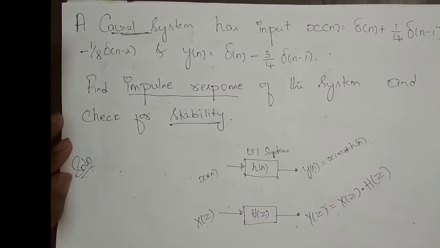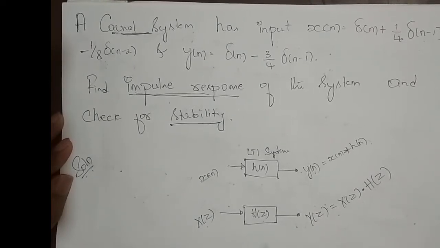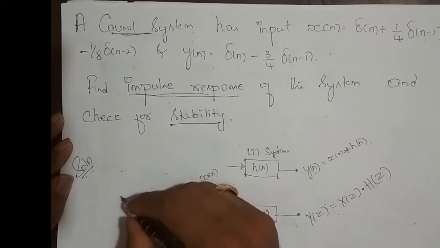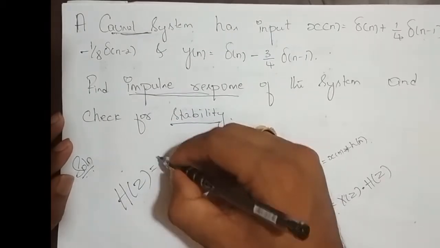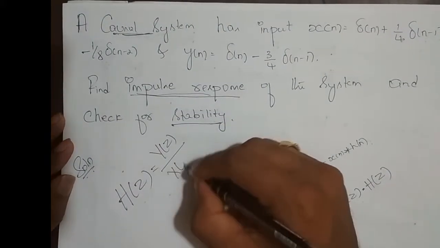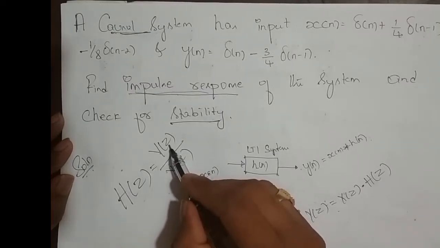Now what is our aim? I need to find the impulse response. And how do we use the z transform here? In order to find the impulse response, we first find H of z. So what is H of z? H of z is the z transform of the output, Y of z, divided by the z transform of the input, X of z. Y of z we don't know, but we know y of n.